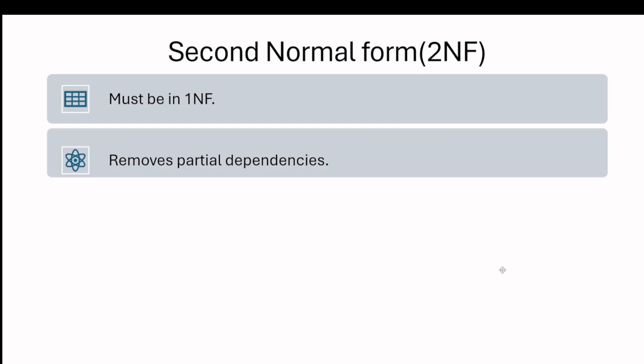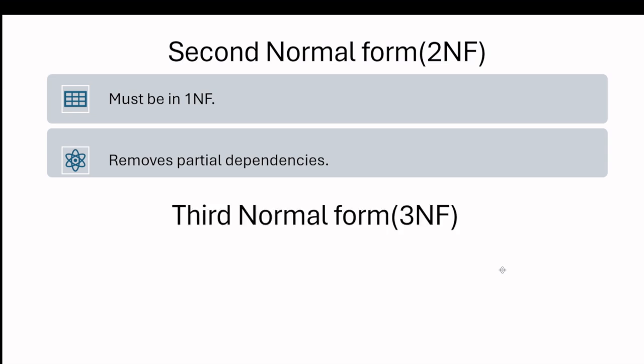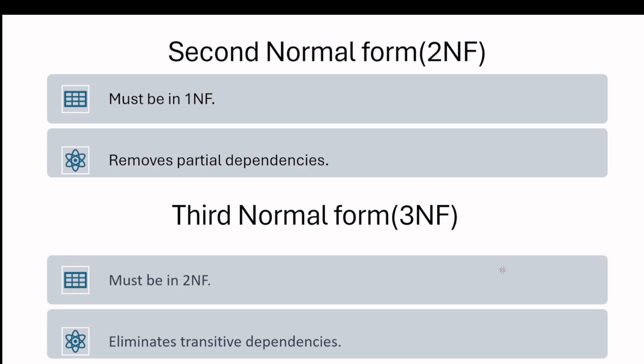Now we look at second NF. For second NF, first of all, the table must be in 1NF, and you need to remove all partial dependency. For third NF, you have to make sure that the table is in second NF, and then you eliminate what is referred to as transitive dependency.